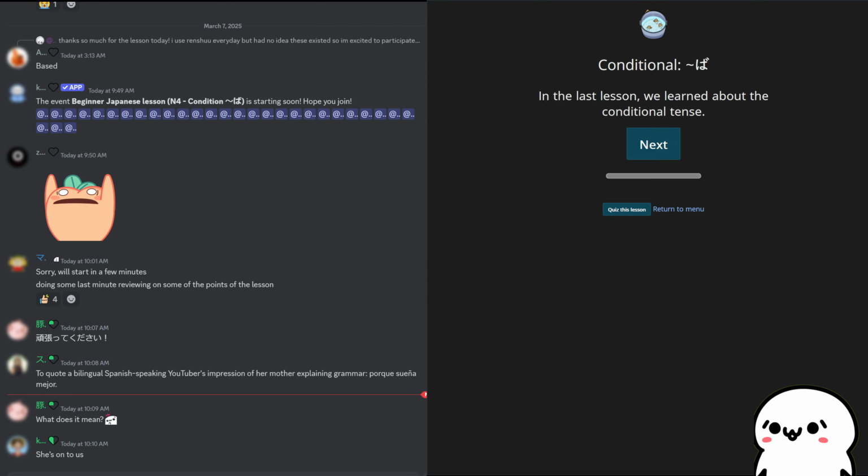Hello everyone. Today we are continuing on with our next lesson, and this is not part two, but it feels a bit like a continuation of the last lesson because today as well we are talking about the conditional form. Last week, for those of you that are with us live, we talked about the tada form. Today we're talking about the ba form.